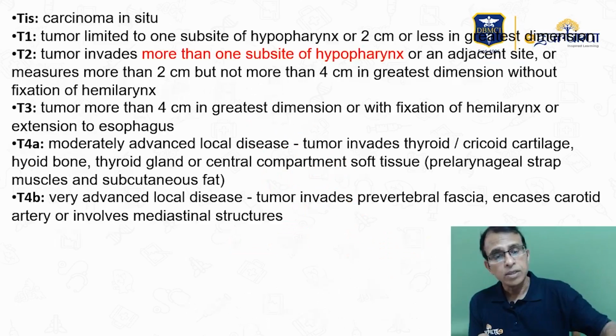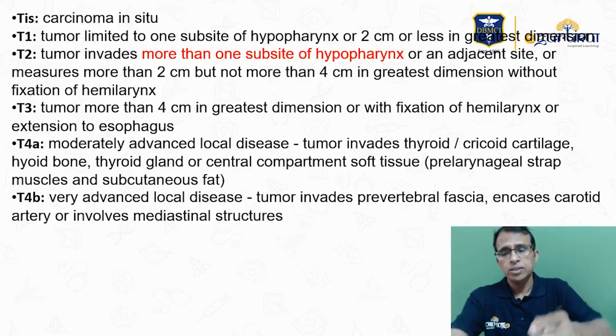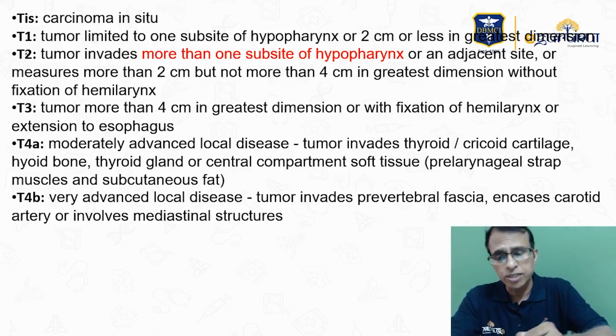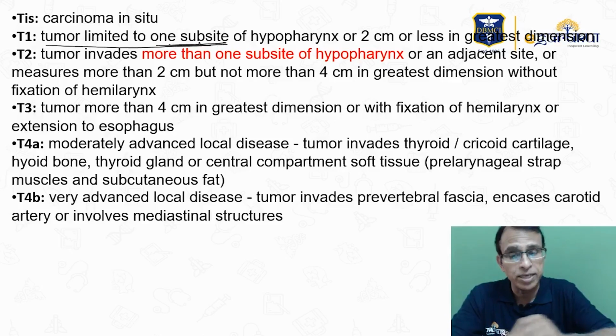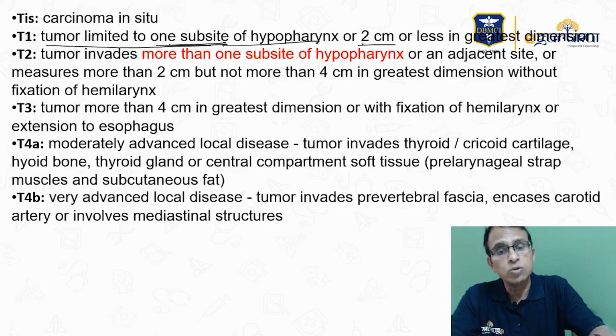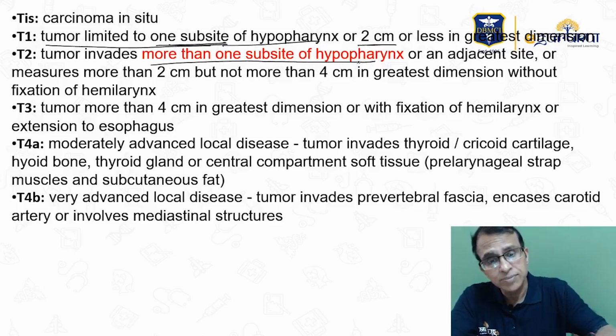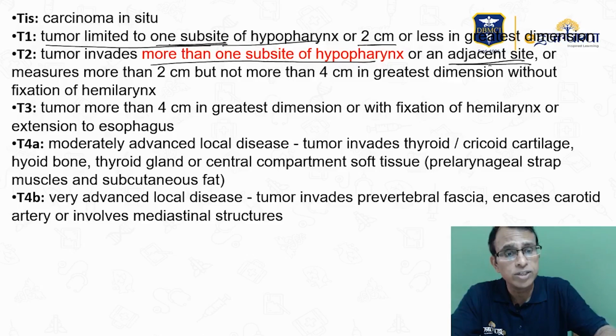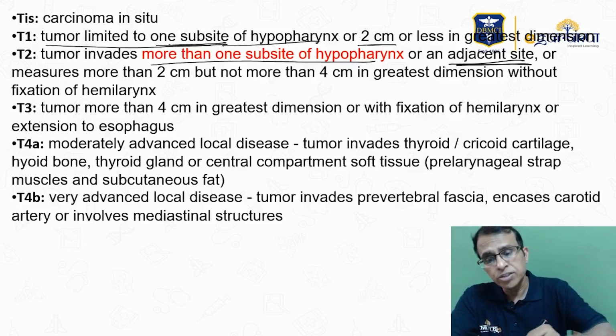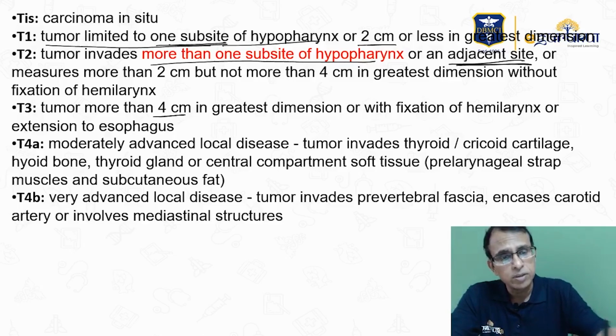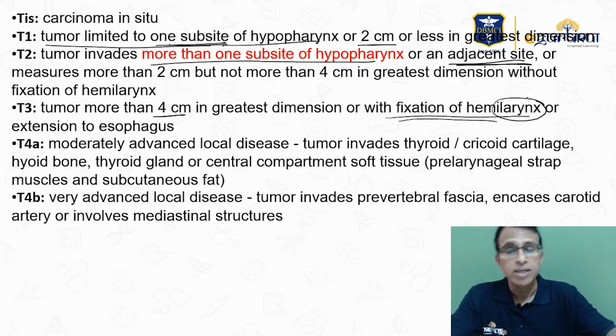Right. Now, if you look at this staging, this is hypopharyngeal tumor staging. Tumor limited to one subsite, so it is not extended to the other side. One subsite of the hypopharynx or less than 2 centimeters is T1. So this is what we said. If it is more than one subsite, it goes to the adjacent site. Look here, adjacent site. Then it becomes T2. Then T3 is either 4 centimeters or fixation of the hemilarynx. Now the larynx gets involved and the vocal cord cannot vibrate, it is fixed: T3.